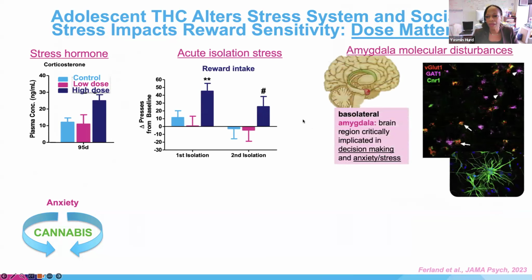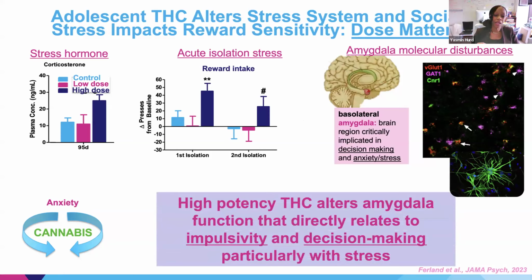And I'm not going to go into all the brain changes, but we can see that there are alterations in the brain, here in the amygdala, a brain region not only critical for regulating anxiety and stress, but also even decision making.